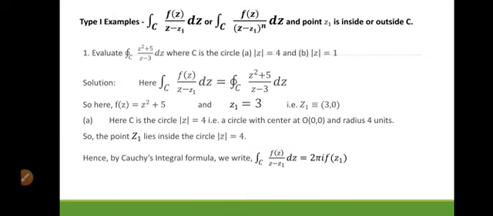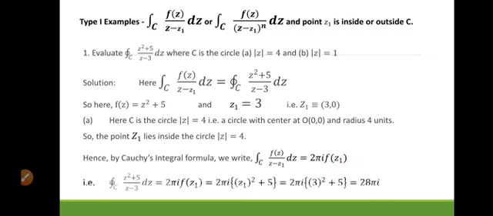So we are having f of z here, replace z by z1, that is z1 equal to 3. So replacing z by 3 in this function f of z, we get the value of f of z1. Multiply that result by 2 pi I, we will get the integration value, and here we get it as 28 pi I. So in this way, without using a single integration result, you can find the integration just by applying Cauchy's integral formula for the functions of complex variables.